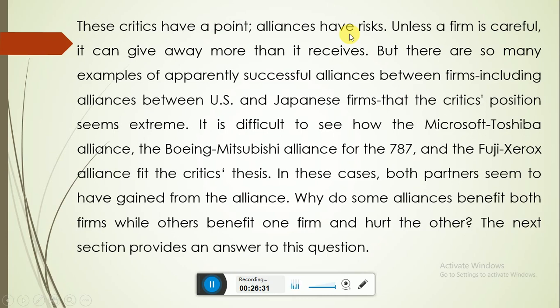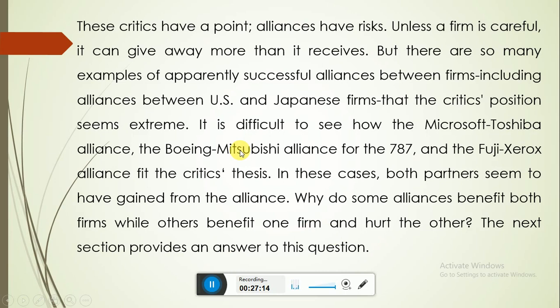So these critics have a point. Alliances have risks. Unless a firm is careful, it can give away more than it receives. But there are so many examples of apparently successful alliances between firms, including alliances between US and Japanese firms, that the critics' position seems extreme. It's difficult to see how the Microsoft Toshiba alliance, the Boeing Mitsubishi alliance for the 787, and the Fuji Xerox alliance fit the critics' thesis. In these cases, both partners seem to have gained from the alliances. Why do some alliances benefit both firms while others benefit one firm and hurt the other? The next section provides an answer to this question.